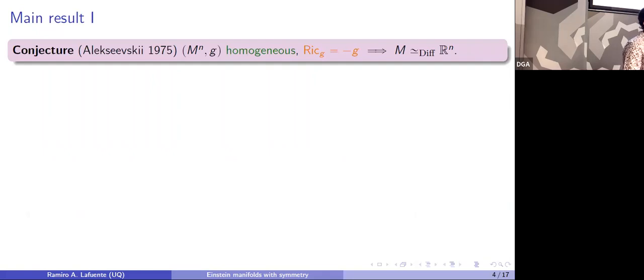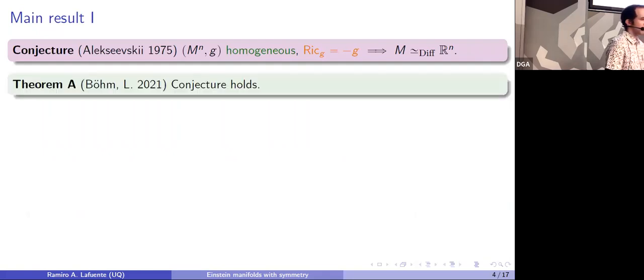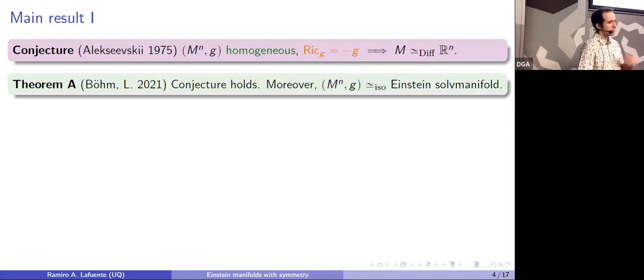And so the main result I want to present today is a solution to this in collaboration with Christoph Böhm last year. This is true, okay? So any homogeneous Einstein space with negative scalar curvature as a manifold must be diffeomorphic to R^n. Of course, the metric will be very far from the metric in Euclidean space, right? But moreover, up to isometry, it's one of these Einstein solvmanifolds. So this last part is actually a remark. I mean, it's much easier to see. The main thing is that it has trivial topology.